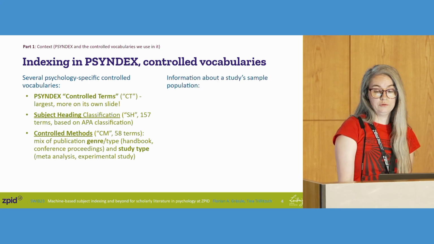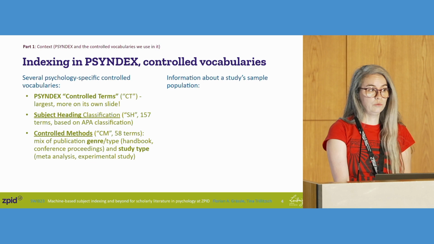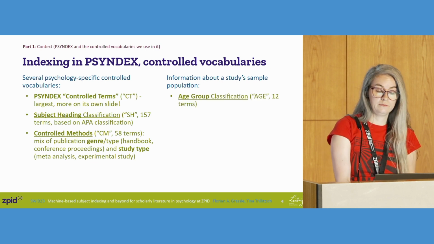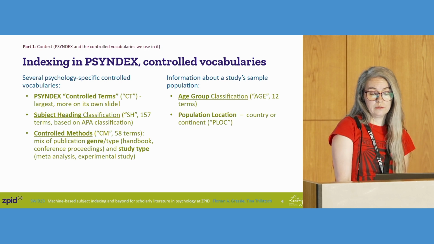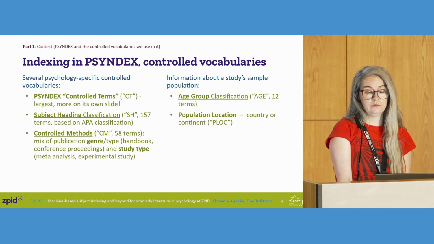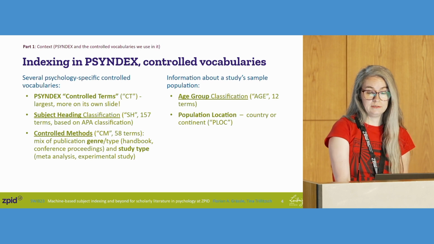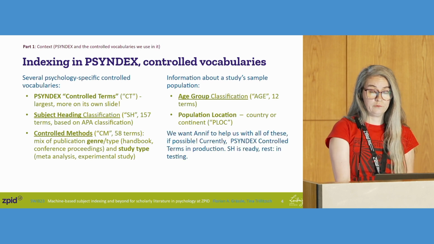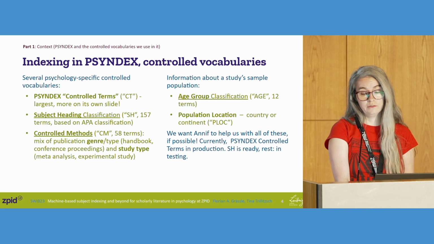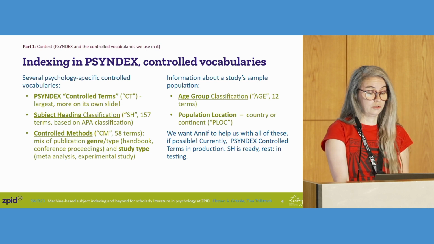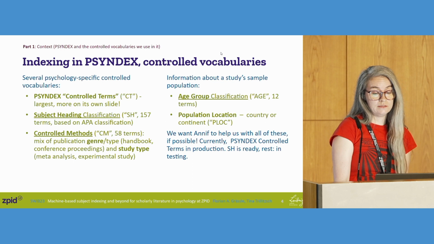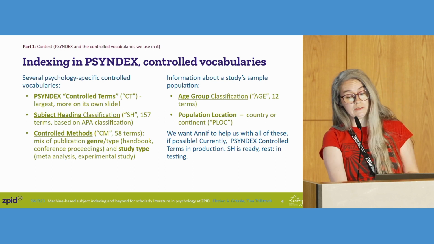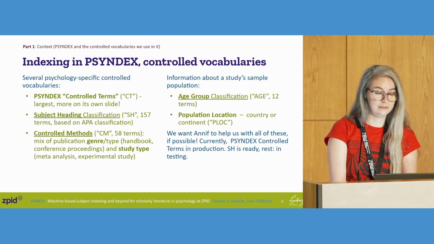And we also have 2 vocabularies about the study sample population, if it's a study. So the age group is also very small, and the population location, where the people that were studied came from. Of course, we would like Annif to help us with all of these, and currently we use Annif for SYNDEX controlled terms. So the first one in production, and the subject headings are ready for production, and the rest is in testing currently.